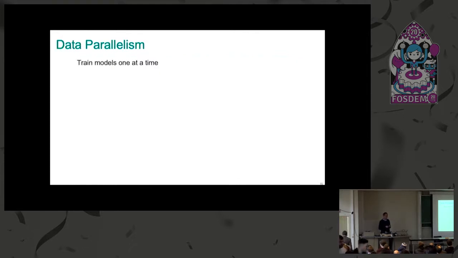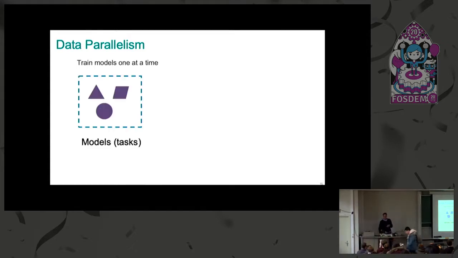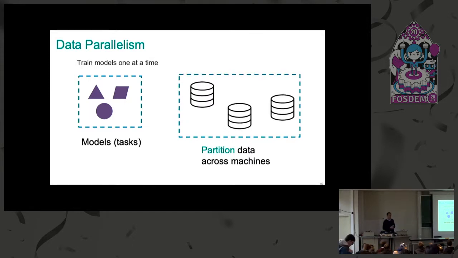So let's talk about data parallelism. Data parallelism is a bit different. We're going to train one model at a time. However, we're going to do it a little bit differently. So we've got our 256 models that we want to train. Instead of replicating our data, we partition our data. Some people call those shards. So you put some of your data on one machine, some of your data on another machine, etc., until you've sharded your data.